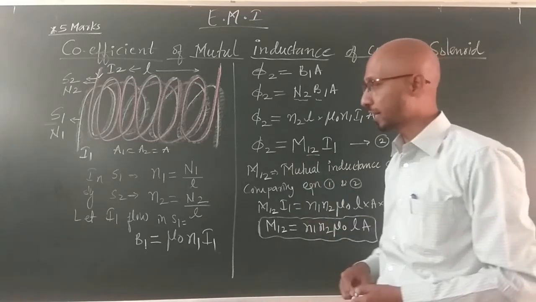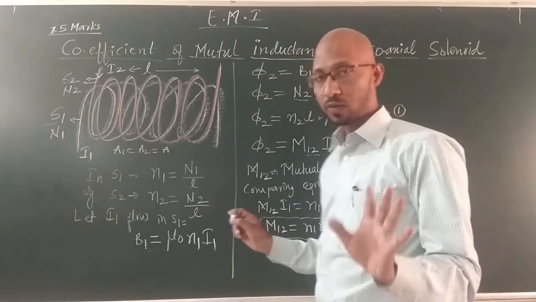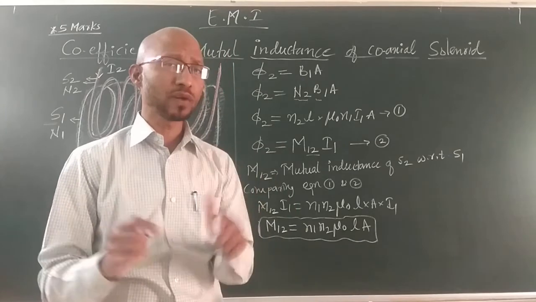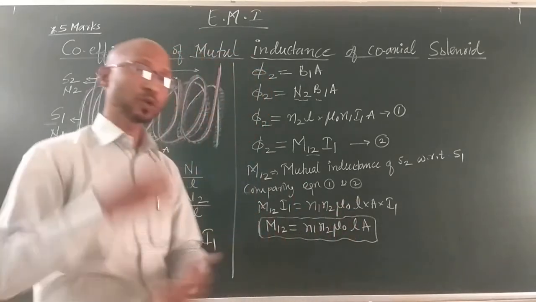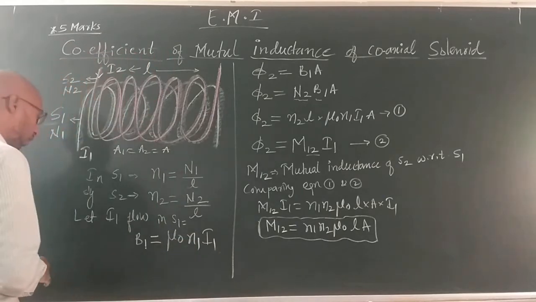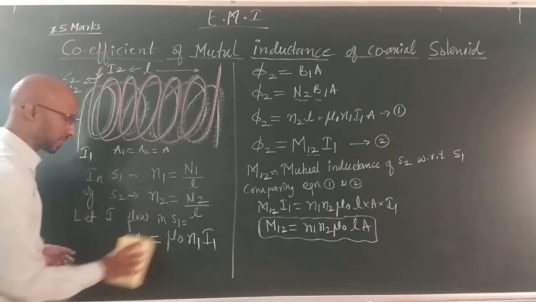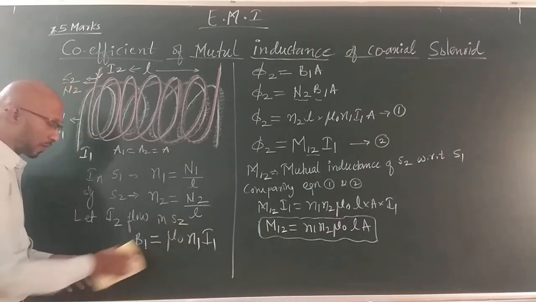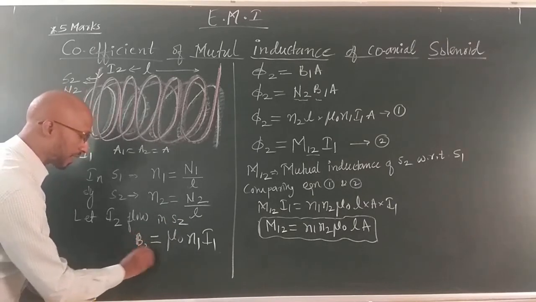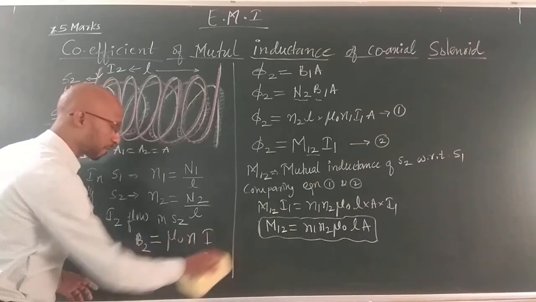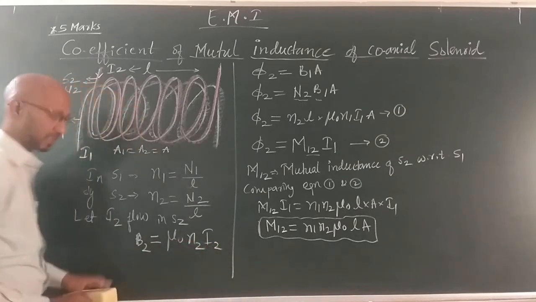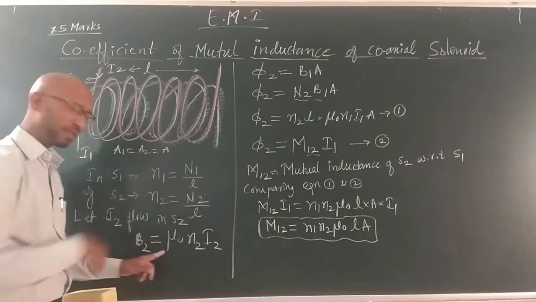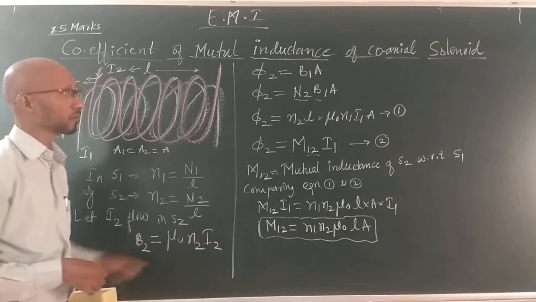Let us proceed to the second case. In the first case, we understood the mutual inductance produced in the second solenoid with respect to the first solenoid. Now in the second case, let us say that current I2 flows in solenoid S2. Due to this current, a magnetic field is produced. B2 is the magnetic field produced in the second solenoid when current I2 flows in it, that is mu naught N2 I2. Now what will happen here?